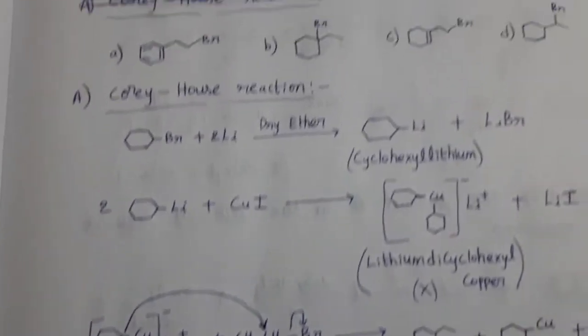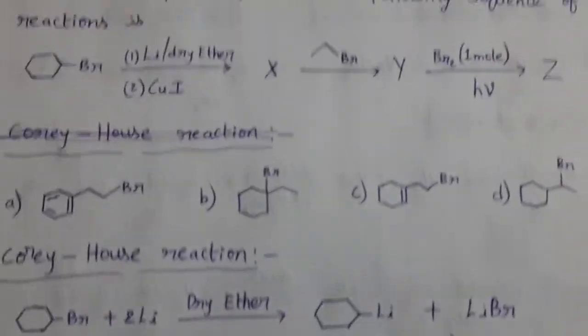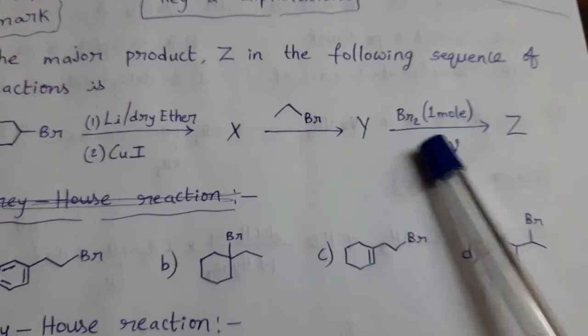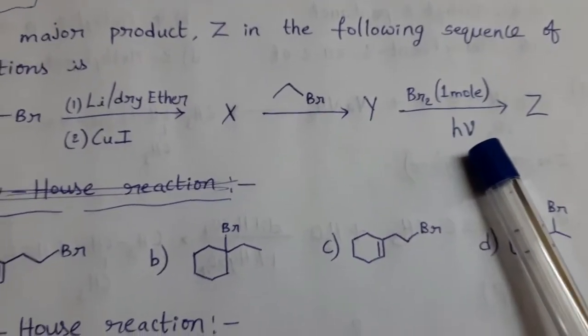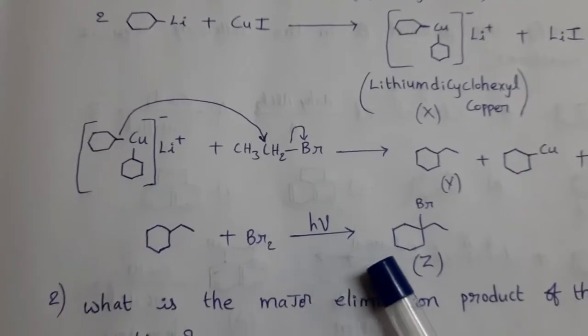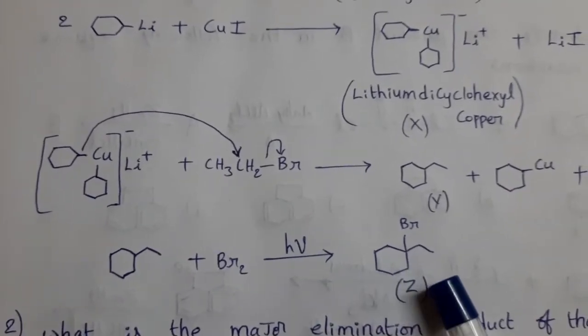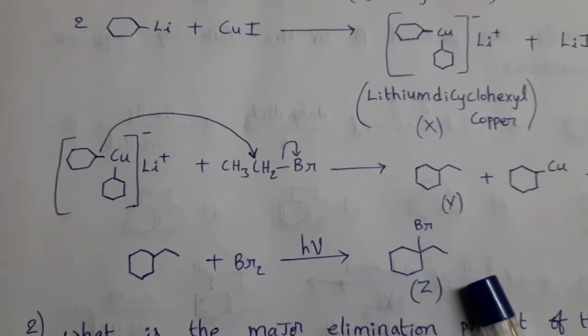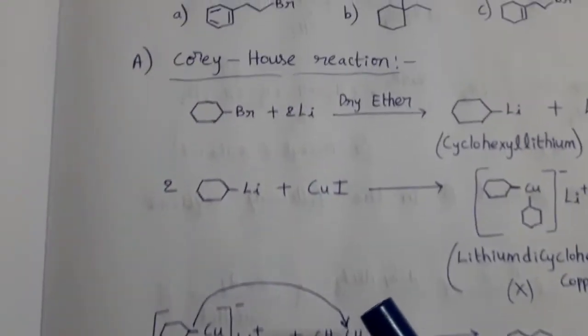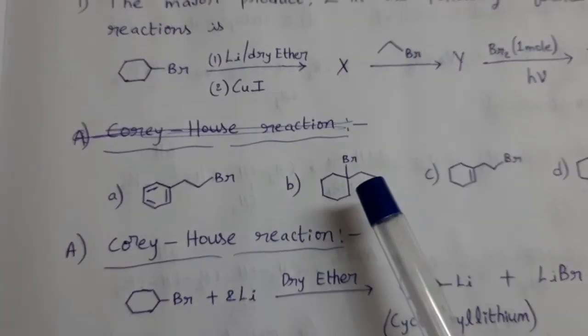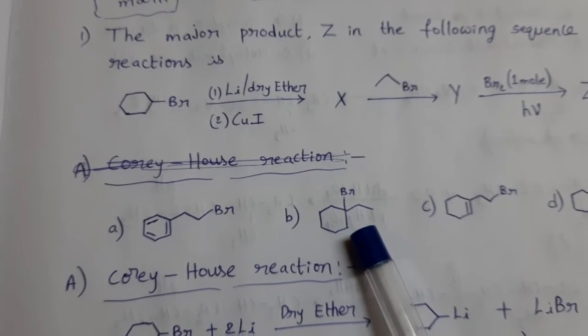This Y is treated with 1 mole of bromine in presence of sunlight. Then we can get bromine substitution. This is the product. This is Z. So what is the suitable option? Option C is the answer for this. Next.